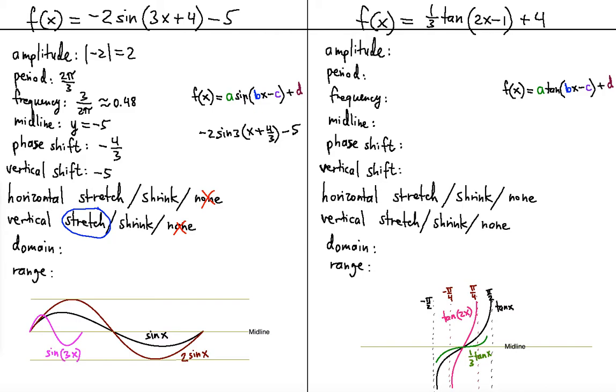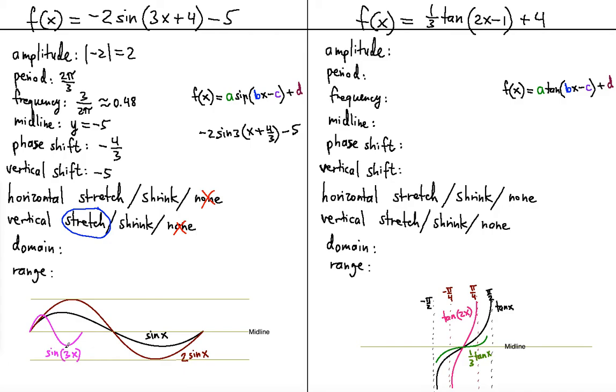Now, horizontal stretch is going to be determined by the coefficient of this x, by the b value. Now take a look here. Notice that it also has to do with the period. The period was 2 pi divided by 3. The normal period was 2 pi in the standard sine x. Now it's 2 pi divided by 3. So basically you made the period 3 times smaller than it was before. So you kind of squashed it.